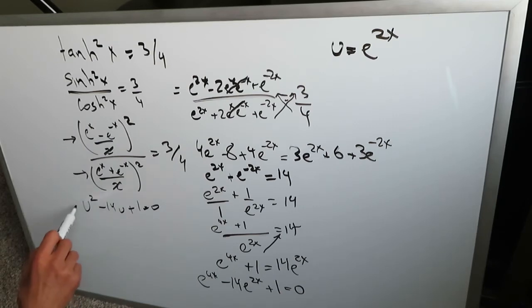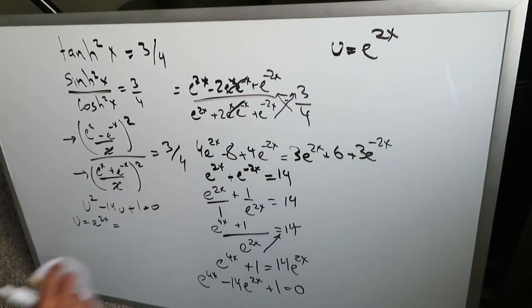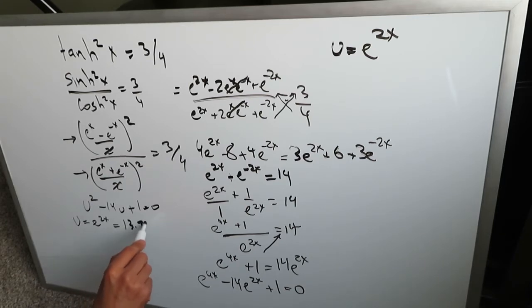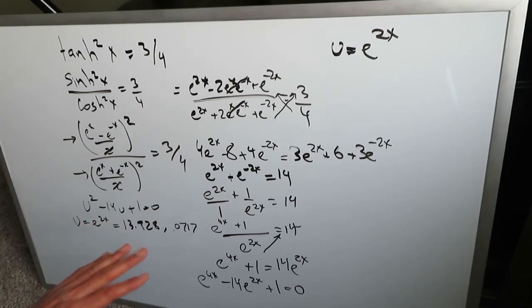Quadratic formula is needed. A, b, and c values. Remember the quadratic formula? You'll solve for u. u is equal to e to the 2x, which is equal to two values that you get via the operation of that quadratic formula. The two values that you get will be 13.928 and 0.0717. When you do minus b plus or minus the square root of b squared minus 4ac, divided by 2a, you'll get these two numbers. But you have to understand u is equal to these two numbers. You still have to solve for x. In the process for doing that, 2x is equal to the natural log of these two numbers.